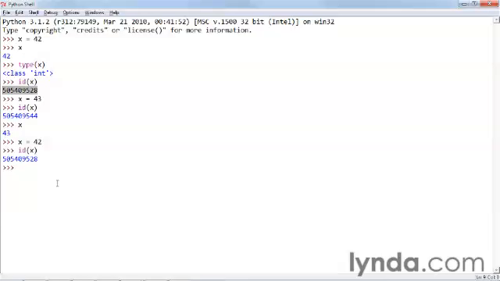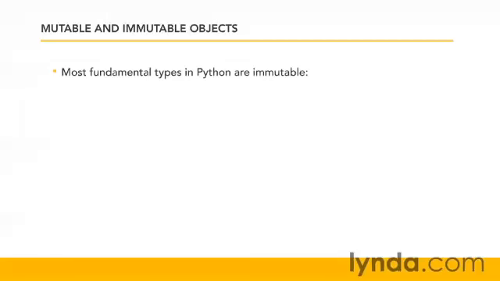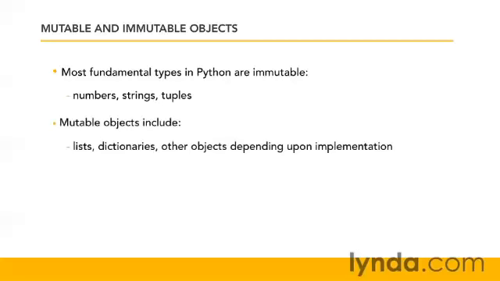There will be times when something that you want to do, like change the value of a string or insert objects in a tuple, you may find that you need to use a different type, a mutable type, instead of an immutable type in order to be able to accomplish what it is you're trying to accomplish. In fact, most fundamental types in Python are immutable. Numbers, strings, and tuples are the fundamental types that are immutable. Mutable objects include lists, dictionaries, and some other objects depending upon their implementation.